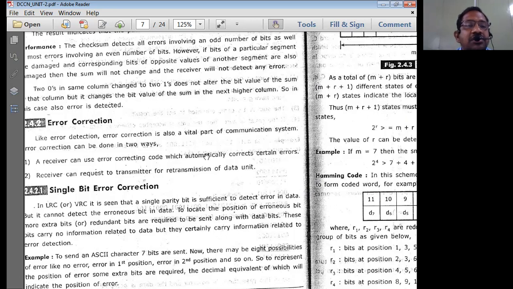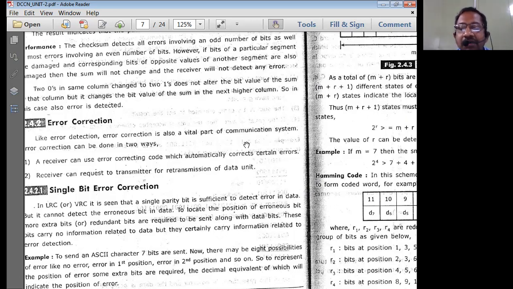Error detection and error correction are a vital part of communication systems. Apart from transmitting data in a given time and receiving data in a stipulated time, error detection and error correction are also an important vital part of communication systems.